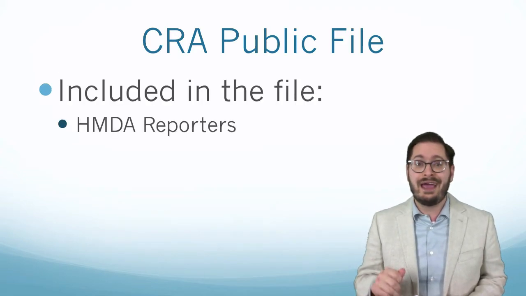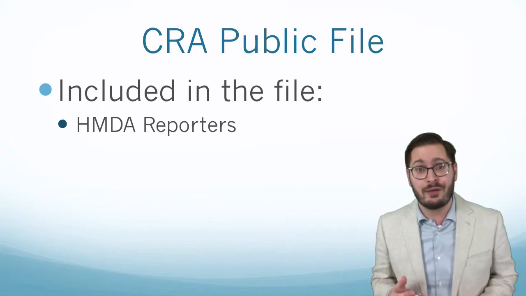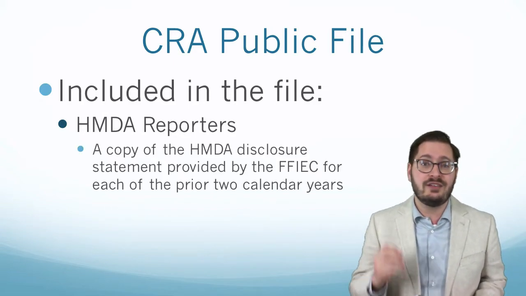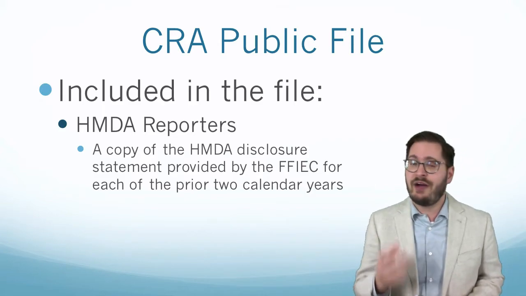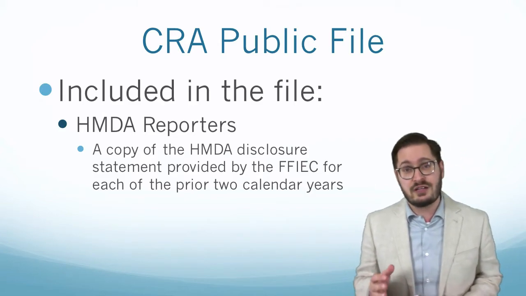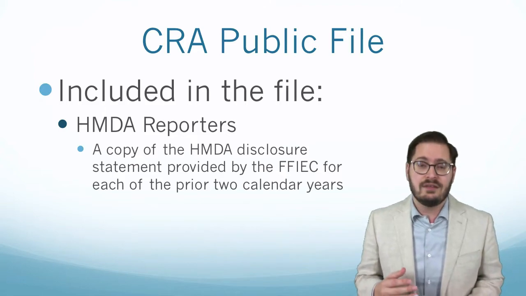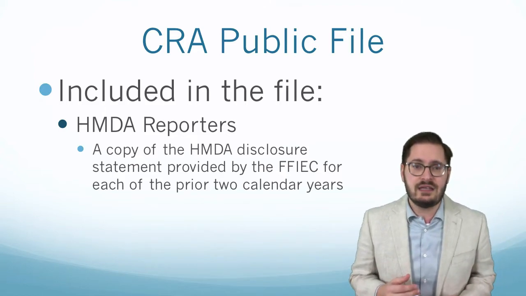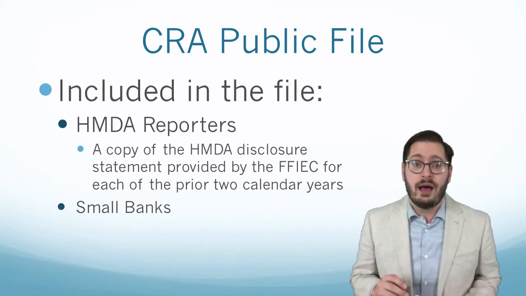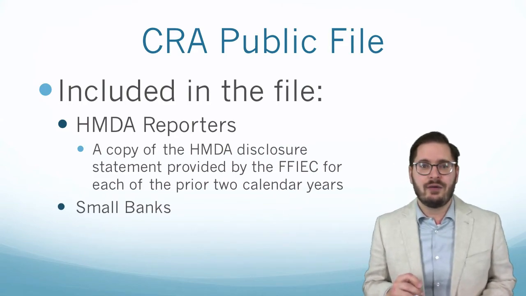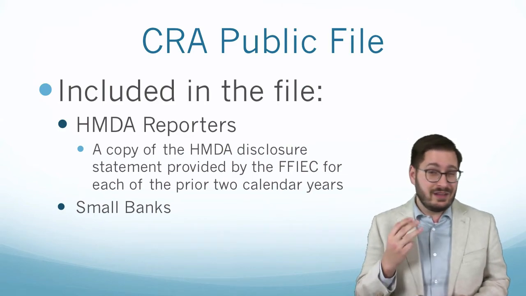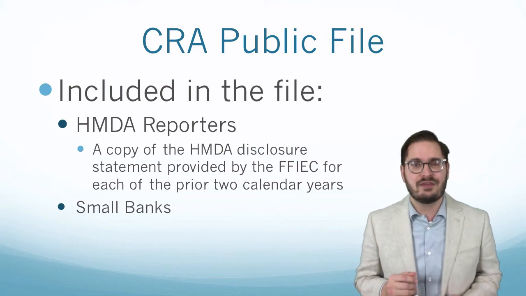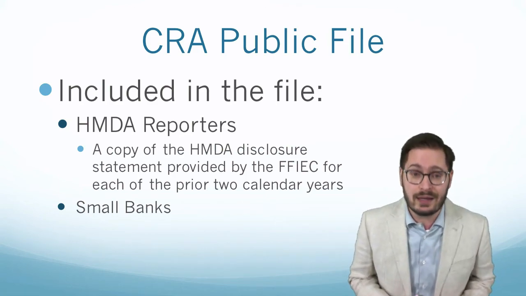Also, if you are a HMDA reporter, you have special requirements as well. If you're a HMDA reporter, you have to have a copy of your HMDA disclosure statement that's provided by the FFIEC. Traditionally, that's been every fall. The CFPB now is saying that will be done sooner. So whenever that's released, you're actually supposed to put that in your public file within a few days. I believe it is 3 days. I don't have it on my notes here, but I believe it's within 3 days of receiving that. So it has to go in there extremely quick.